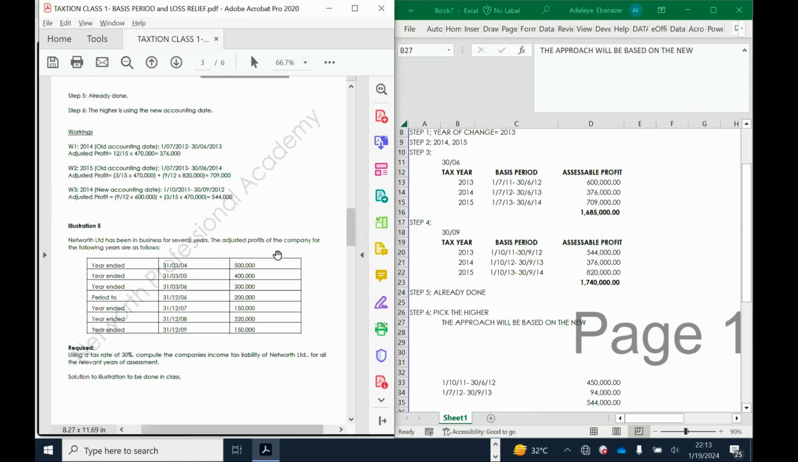Alamide, please can you read for us? All right, so I'm not seeing your screen. Okay, I'm seeing it. It says illustration 5, right? Networks.